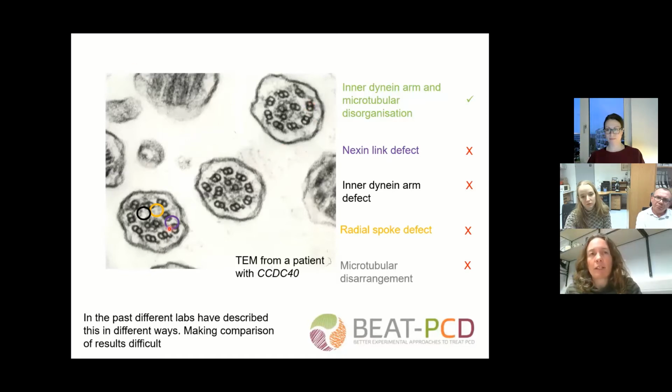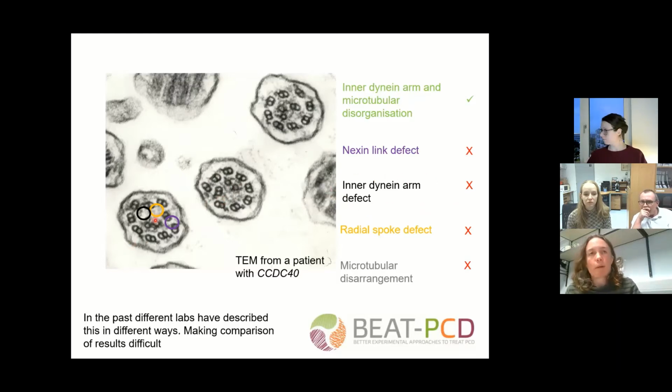So you can see, when you see this microtubular disorganization and lack of inner dynein arms, you have spaces between the doublets where there's no nexin-dynein regulatory complex, and therefore people were calling this nexin-link defects. The inner arms are missing, and there was some concern that the microtubular disorganization was secondary to infection or inflammation, and therefore they've been cited many times as inner dynein arm defects.